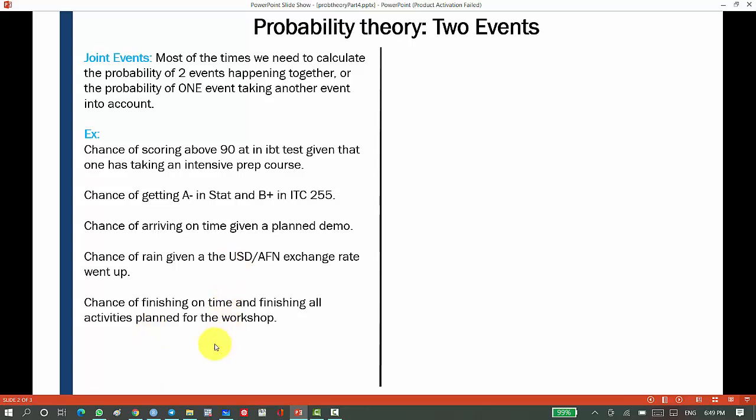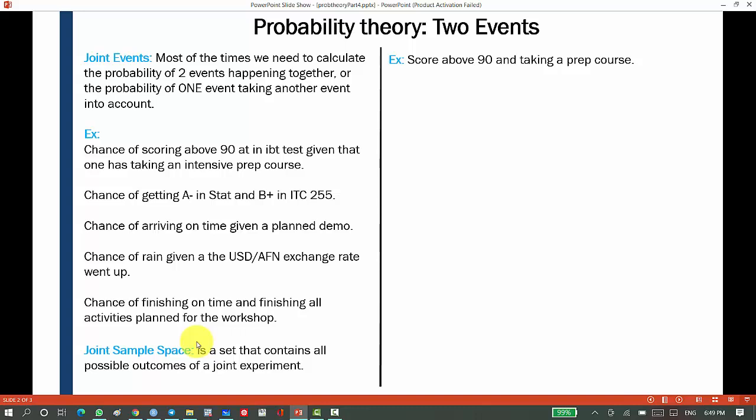To study such problems, we first introduce the joint sample space. The joint sample space is a set containing all possible outcomes of a joint experiment. For example, if you consider scoring above 90 and taking a preparation course, we are dealing here with two experiments. First of all, taking an exam, and then taking a preparation course. The sample space for taking an exam is scoring above 90 or 90 or less. Let's denote a score above 90 by A, and 90 or less by B.